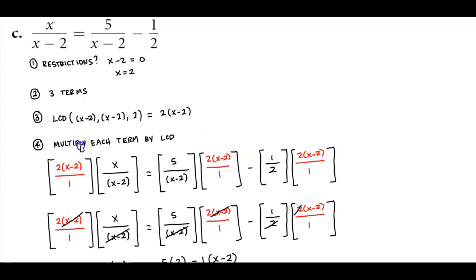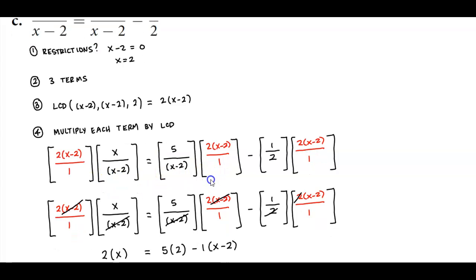Step number 4, we're going to multiply each term by the LCD. So we're going to write down the original equation, which is x over x minus 2 equals 5 over x minus 2 minus 1 over 2. Now the reason why I use brackets is that it just allows me to separate brackets with the parentheses. It just helps me clearly see what I need to simplify. And then I'm going to multiply each term by the LCD, which is 2 times x minus 2 over 1.